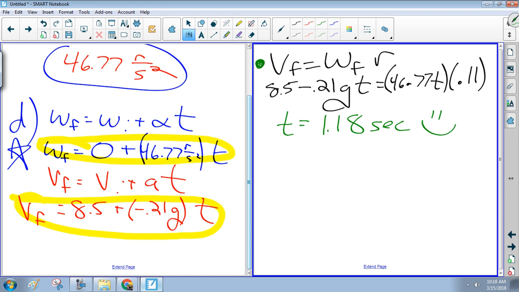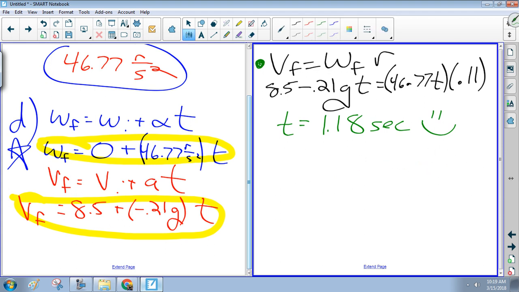All right, so now, E says how far does the ball slide? So what am I looking for? Delta x, right? So for delta x, it's just 1/2 a t squared plus VI t. Plug in your numbers. Did you plug in the 9.8 for g? Anybody else get 1.18? Should we check it? Let's run through the math and make sure that's right.